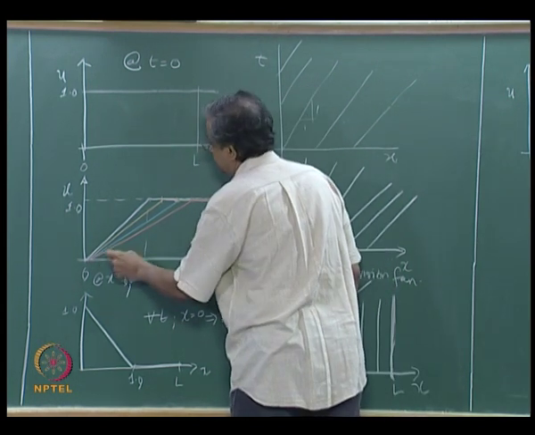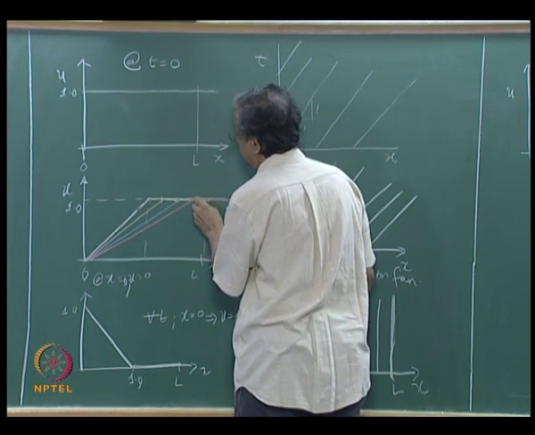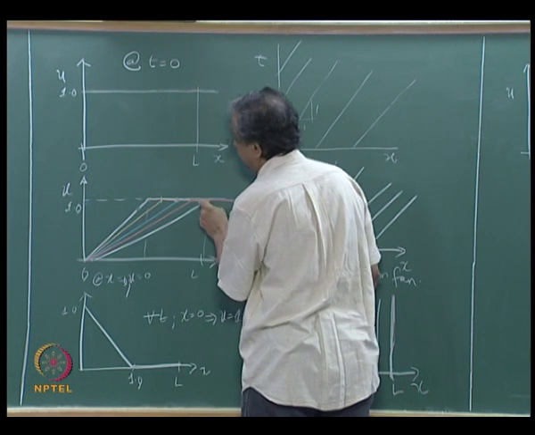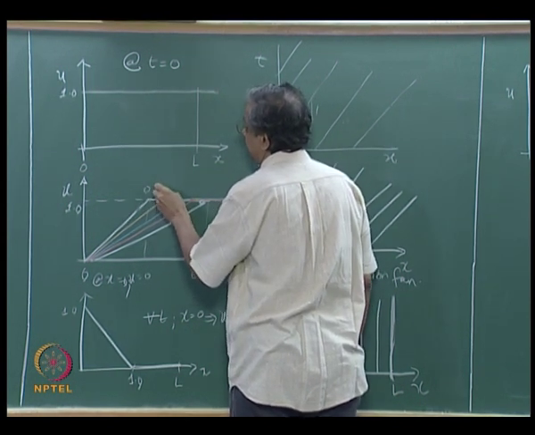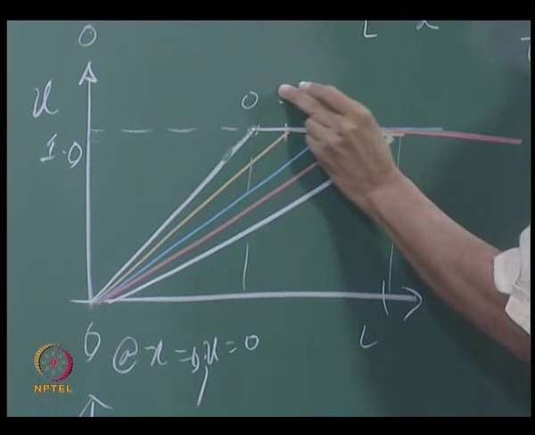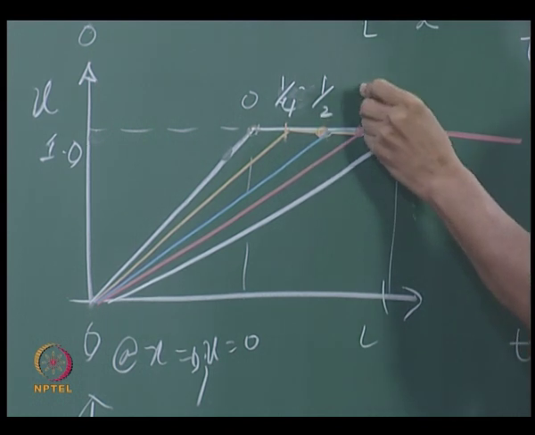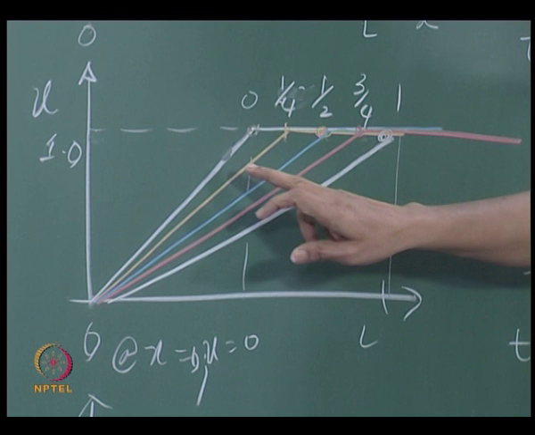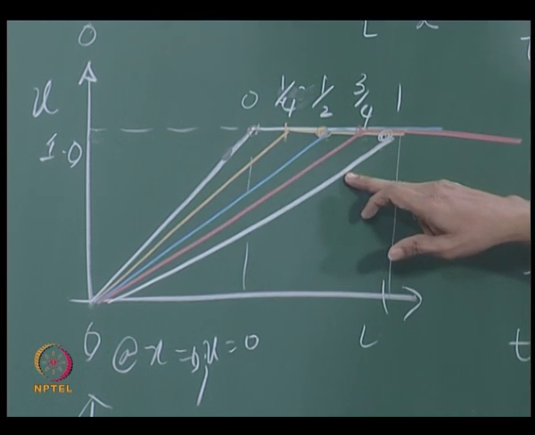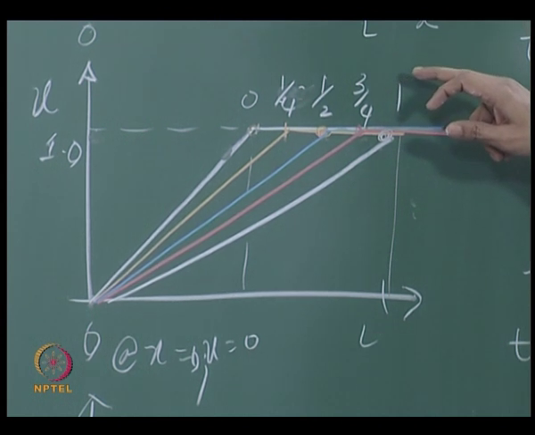Maybe I will add one more just for the fun of it. So this is at t equals 0, this is at 1/4, 1/2, 3/4, 1 time unit. So by the time you propagate 1 time unit it has travelled a distance of 1. Is it fine, everybody?